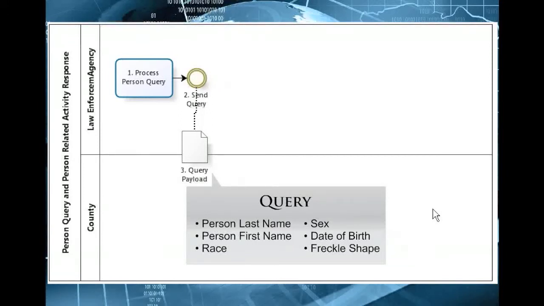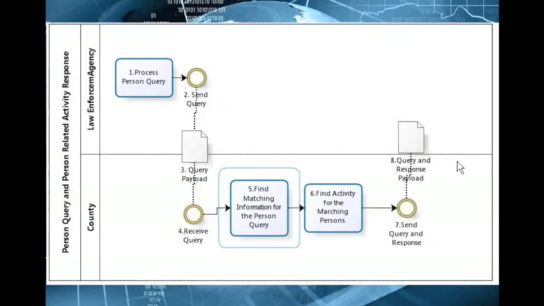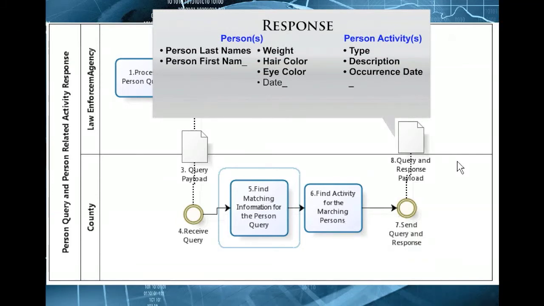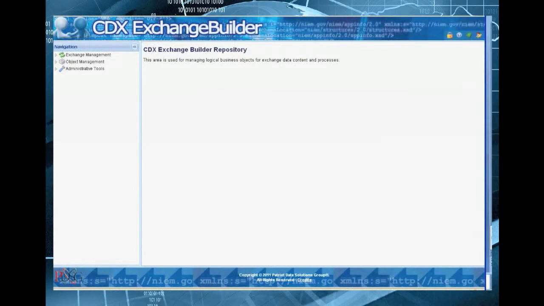First, the law enforcement system will create an online process that will allow a user to input query search parameters, things like person's last name, first name, race, sex, and date of birth. Note, too, that the freckle shape is a unique element to this use case and is not part of a normal person query. The county system finds persons that match the search parameters and also returns the activities associated with the person. The response includes each matching person and related activity associated with the person.